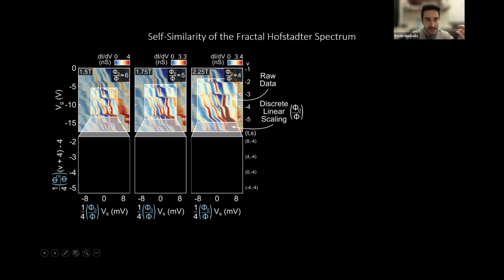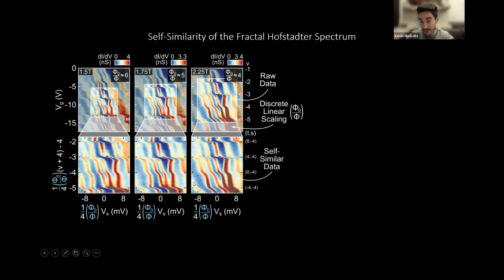But we do so to the data at these simple flux per unit cell ratios, and we find that the data collapses onto itself to a really remarkable degree, that the data looks really self-similar in many ways. The number of Hofstadter bands at each density, the size of the Hofstadter gaps between Hofstadter bands, the shape of the profile in spectroscopy, and their dispersion as a function of density, they all look very similar in these data sets, suggesting that they're actually mathematically related to one another by some self-similarity.